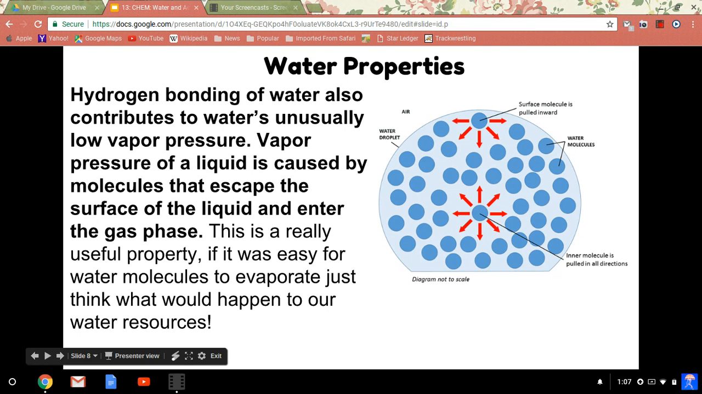This is really good for us because since water has such a low vapor pressure, we don't have all of our water supplies, our freshwater supplies, getting evaporated into the gas phase very quickly. We'd have a lot more droughts, a lot more issues watering all of our crops, feeding all the animals, cleaning ourselves, disposing of things if water had a really high vapor pressure.